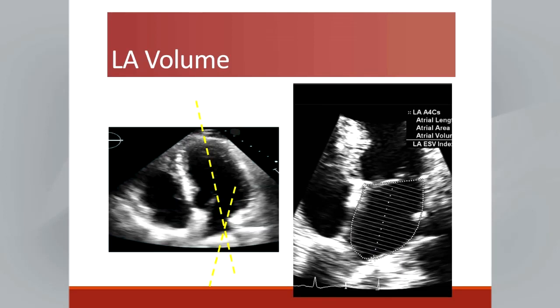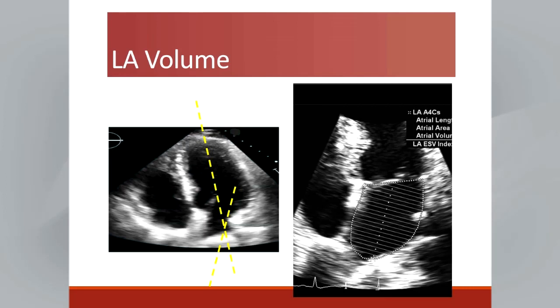I think another very important concept in this slide is that the long axis of the left atrium and the long axis of the left ventricle are not parallel. So if you obtain a non-foreshortened image of the left ventricle and you use that same image to measure the left atrium, the left atrium is going to be foreshortened. So these guidelines recommend the acquisition of dedicated views.